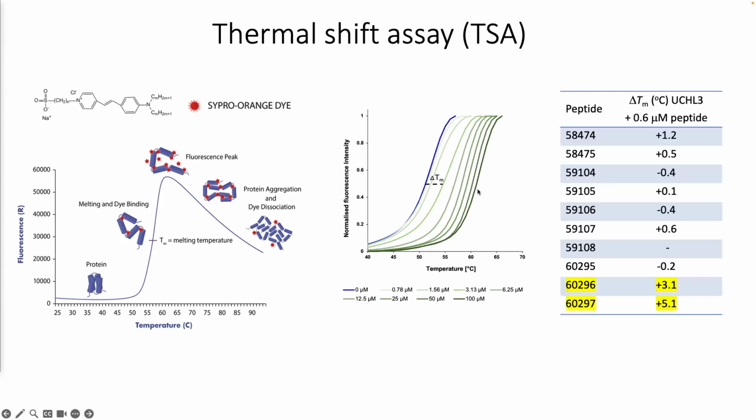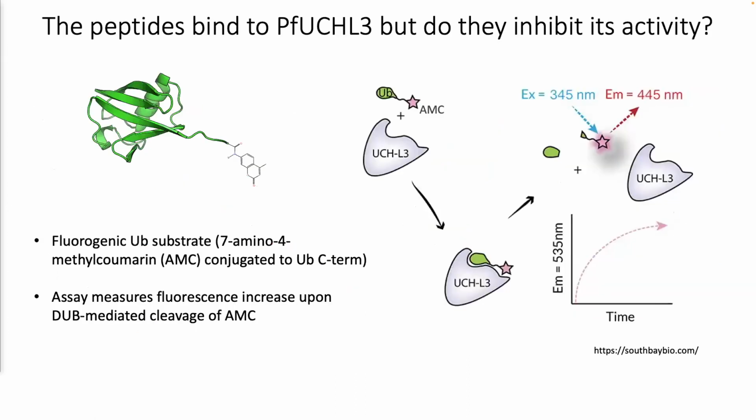In this table, we've listed all the changes in melting temperature for all the different peptides at one peptide concentration. And you can see actually for only 2 of them do we see a significant increase in melting temperature. All the other peptides have very small changes. Some of them have decreases in melting temperature. So we've looked at binding. Binding doesn't necessarily mean that we have a peptide that can inhibit the enzyme.